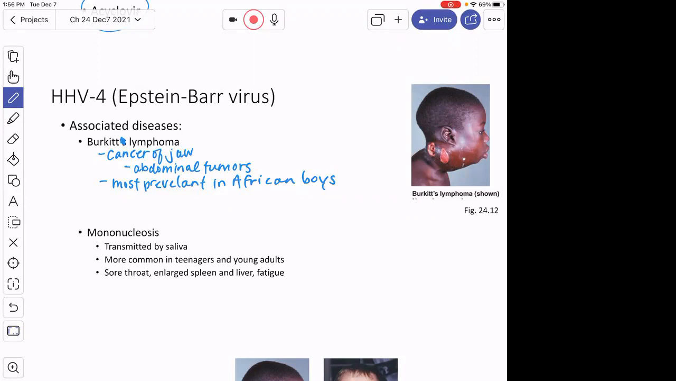And kind of interesting, this doesn't go latent in nerve cells. We have latency in B cells. The good news is this is a very treatable cancer. It responds really well to chemotherapy. So as nasty as this looks, maybe a lot of kids don't have access to chemotherapy in Africa, but at least in this country, it's very treatable.